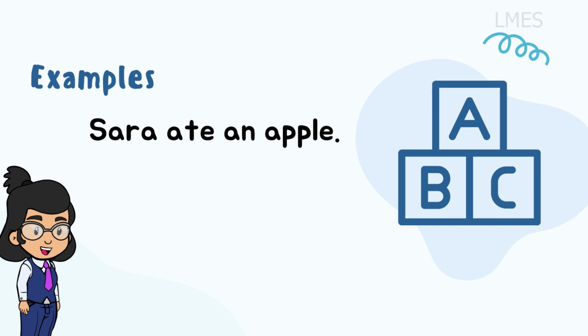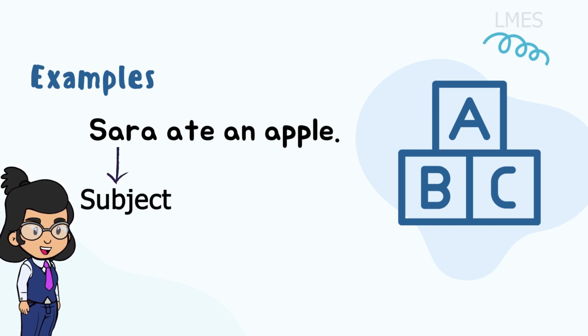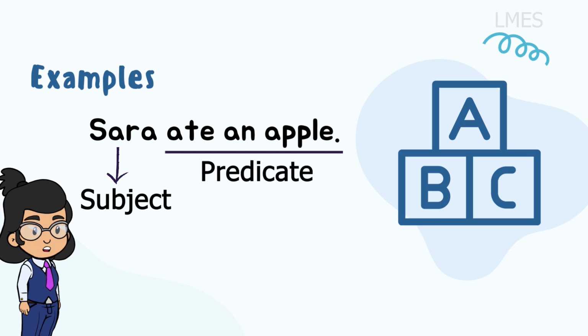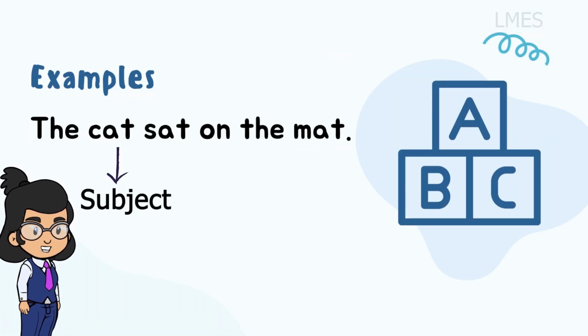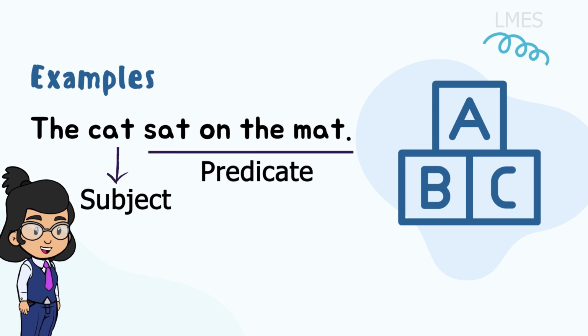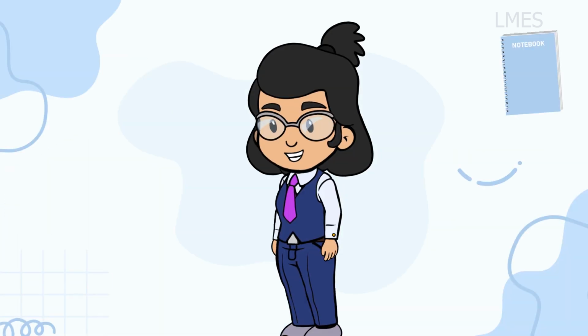Let's look at some more examples. In the sentence, "Sarah ate an apple," the subject is Sarah and the predicate is ate an apple. In the sentence, "The cat sat on the mat," the subject is the cat and the predicate is sat on the mat. As you can see, the subject and predicate work together to create a complete sentence.